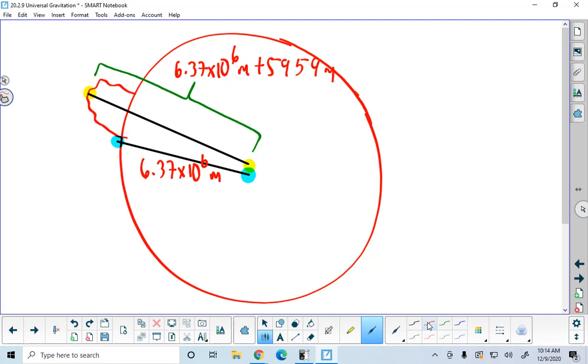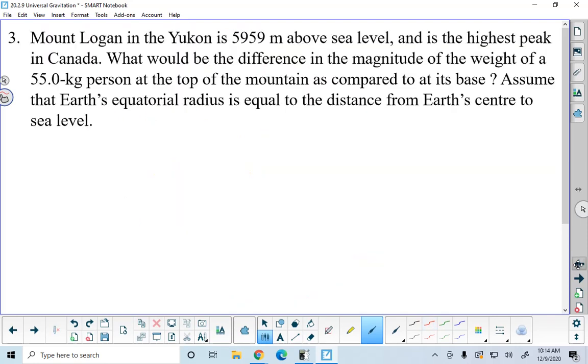So now we can do the calculations using Newton's universal law of gravitation. At the top, the weight of the person will be G, and I'm going to leave the units out of it this time. There's G multiplied by the mass of the person, which is 55 kilograms, multiplied by the mass of the Earth, because that's the planet they are on, which is 5.97 times 10 to the 24.